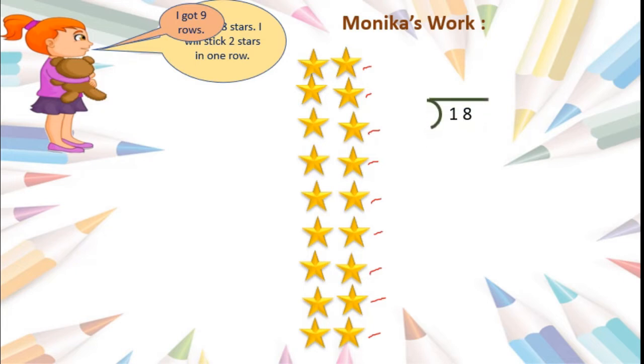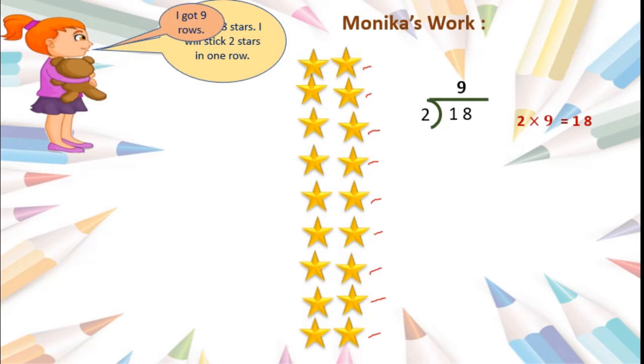Now we will see from the method: 18 divided by 2, because in each row only 2 stars she stuck. So we are dividing 18 by 2. Correct? Now let us recite the 2 times table. 2 ones are 2, 2 twos are 4, 2 threes are 6, 2 fours are 8, 2 fives are 10, 2 sixes are 12, 2 sevens are 14, 2 eights are 16, 2 nines are 18. We got the number. 2 nines are 18.